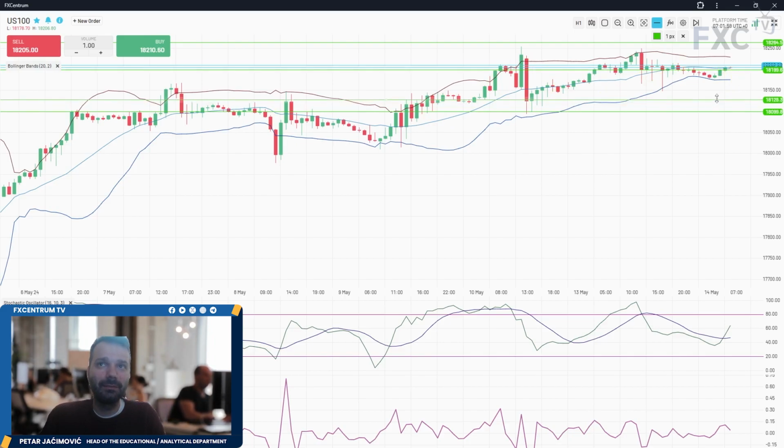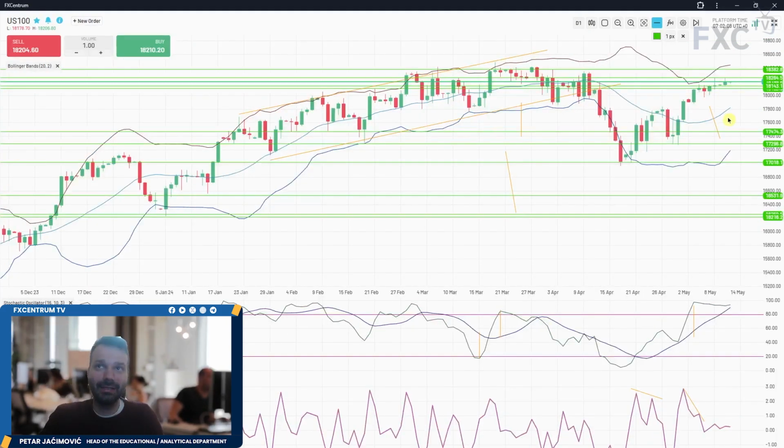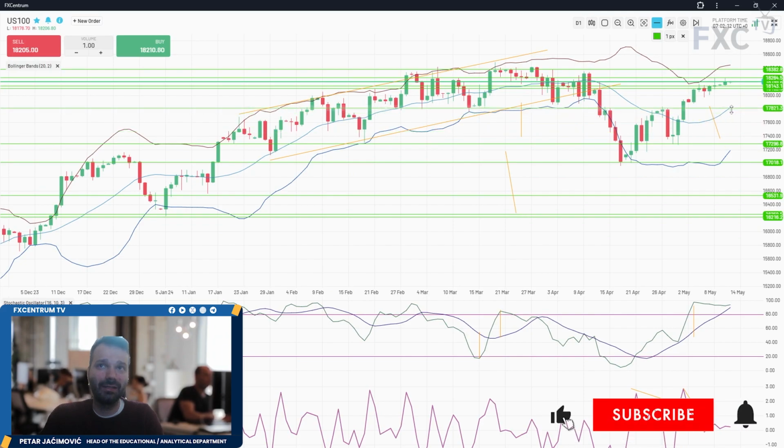So if the market can break, say, the 18,140, 18,100 mark and trade and hold below, there will be a chance of a potential downside movement towards at least the middle Bollinger Band at the 17,800 mark, which is also a previous swing high area on the daily time frame.